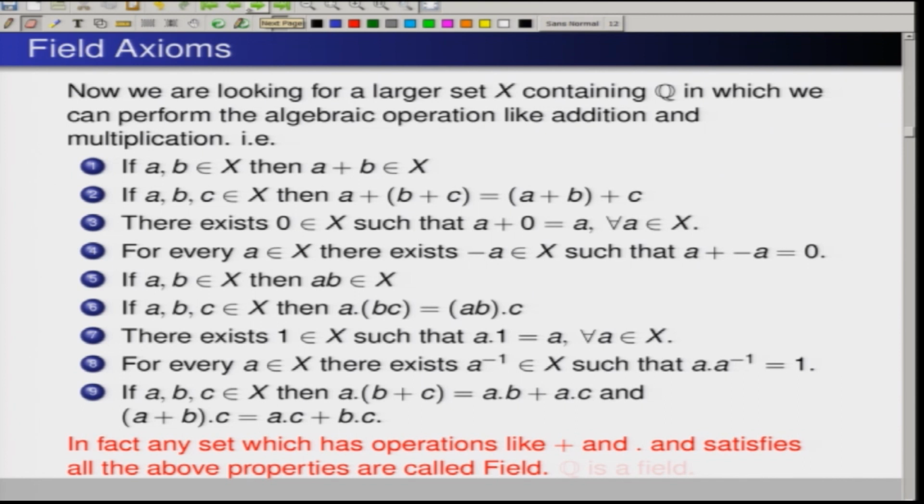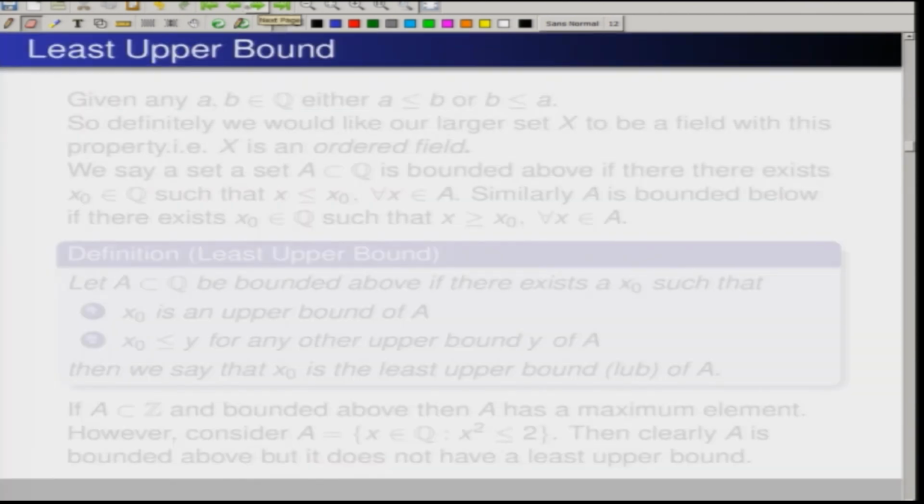So, as we can see, in Q all these properties are satisfied. So, in some fancy words we can say that Q is a field. Okay. So now we want our X, the larger set, to be a field which is going to contain Q, and when we want to extend this Q, we are looking for a larger set.